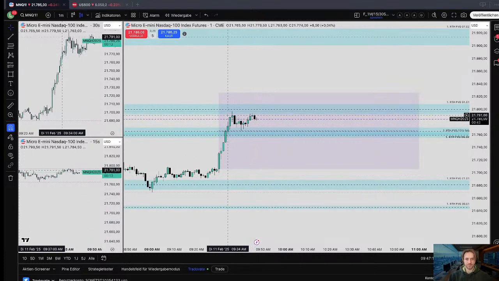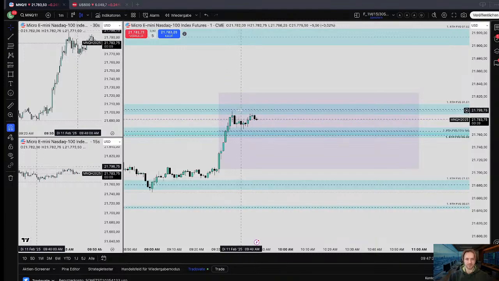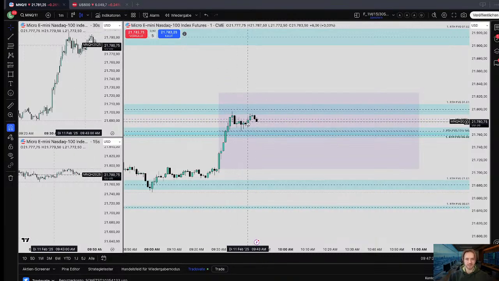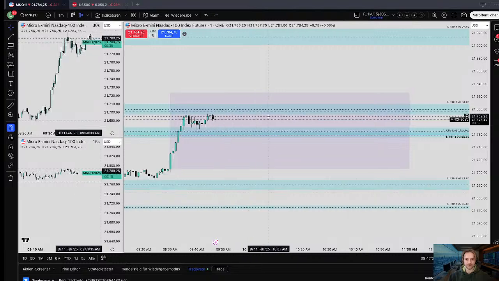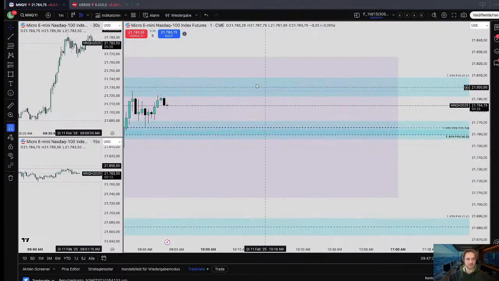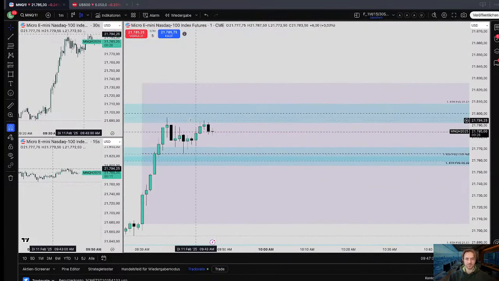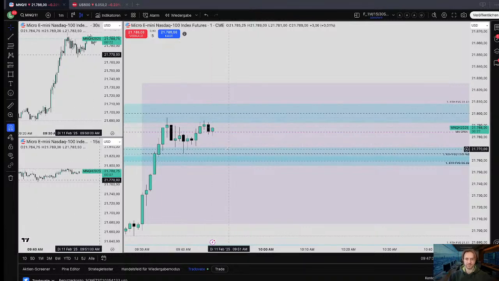Because it's kind of respecting this whole level with the wicks, the CE level, and what we talked about before with the CE level of the other fair value gap, and also with the bodies. I mean, look at this. It's completely respecting it, right? Not closing above.